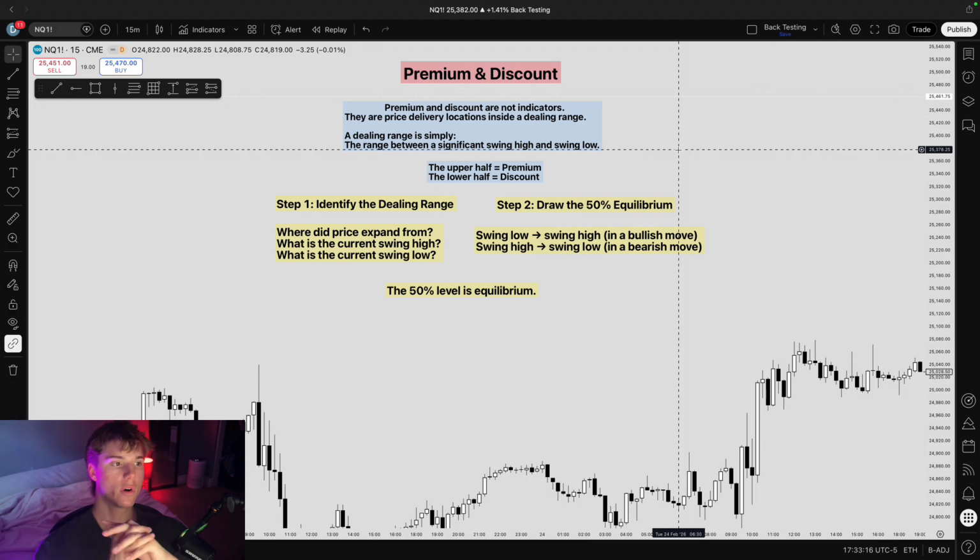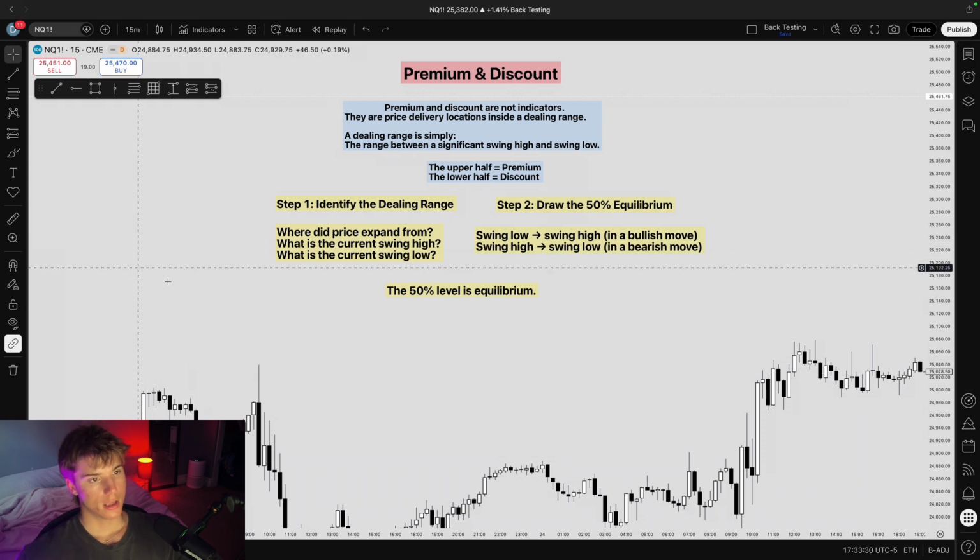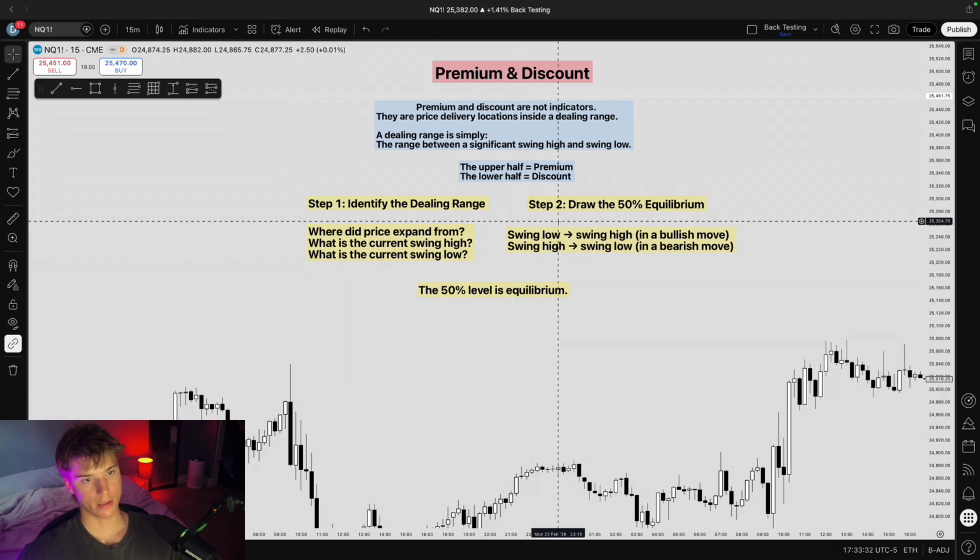So step one is identifying the dealing range. You want to identify where did price expand from, what is the current swing high and current swing low. Step two is actually drawing out the premium and discount. As you can see right here, the 50% mark is going to be equilibrium.